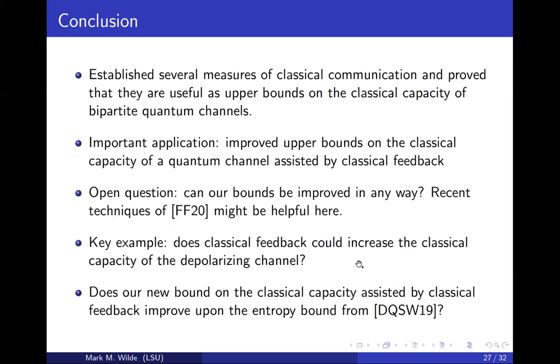And then another question is, does this new bound improve on a bound from prior work? So in a prior work of David, Yihui, Peter, and me, we showed that the maximum output entropy of a point-to-point channel is a weak converse upper bound on feedback assisted capacity. And one thing I wonder is how does this new bound relate to that? We didn't show anything in general. So that's an interesting question.